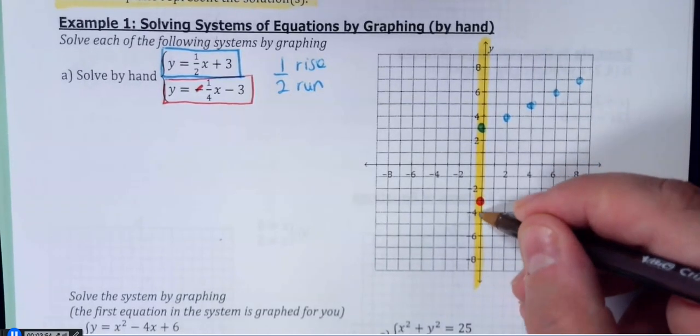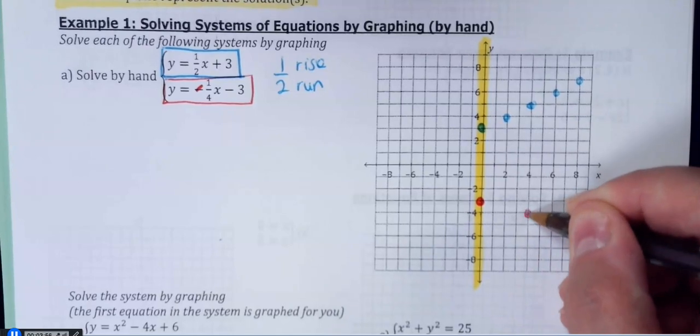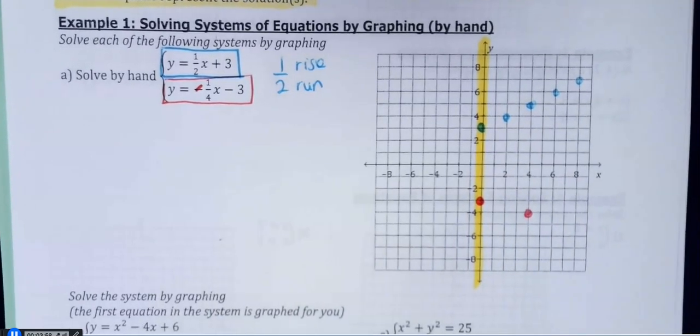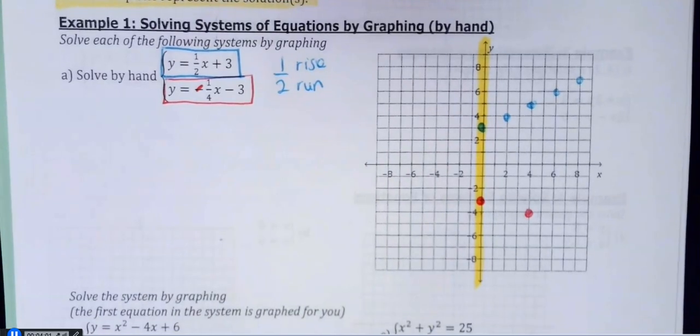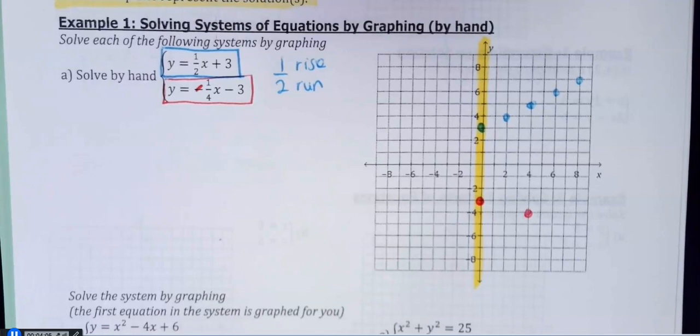So I'm going to go down 1 and then over 4 to the right. If you have a positive slope, just go up and right, and that'll be correct every time. Now, in this case, you can always go a different direction to back it up if you need to, which is what I'm going to want to do here.